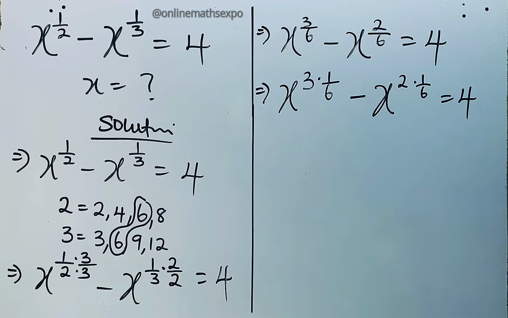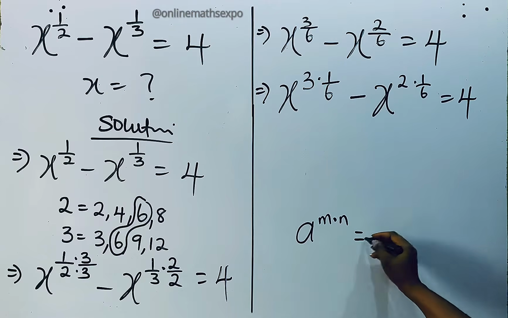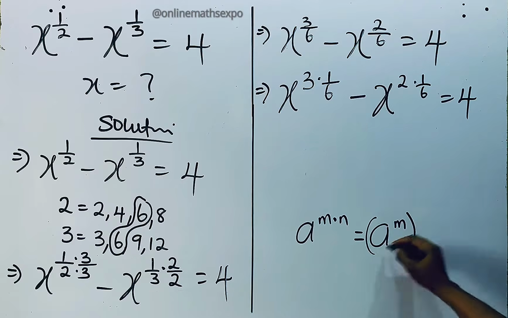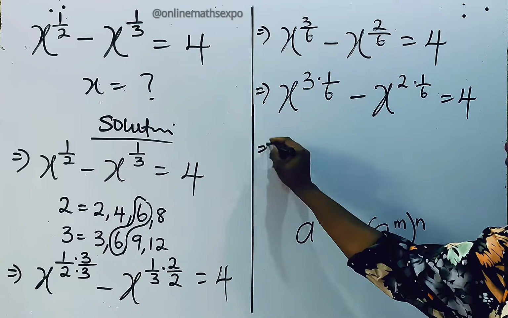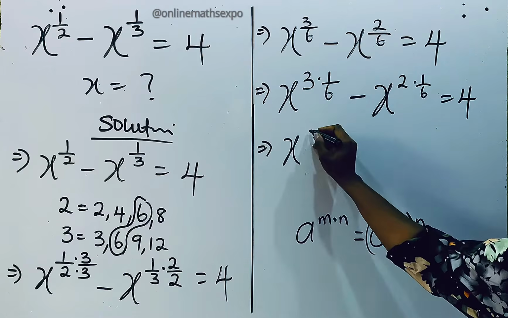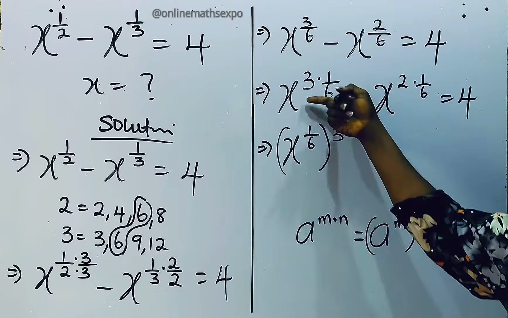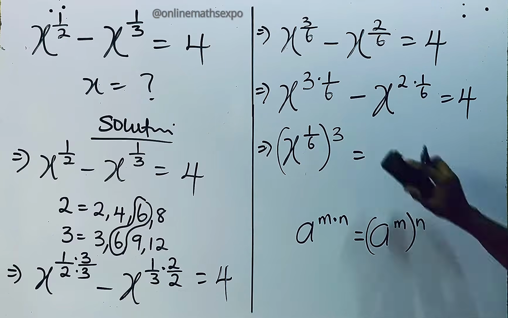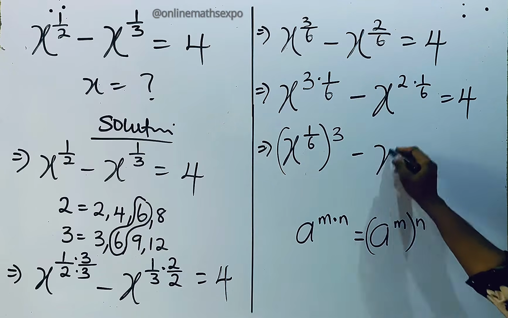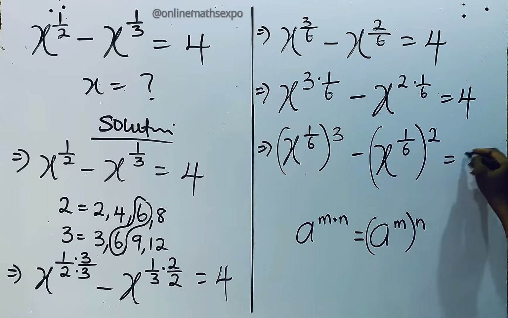Now what do we do at this point? Just remember that for every a to the power of m multiplied by n, it's always a to the power of m raised to power n. If you apply this here, we now have x to the power of 1/6 raised to the power of 3. You can also do it here. So we have minus x to the power of 1/6 raised to the power of 2, and it is equal to 4.